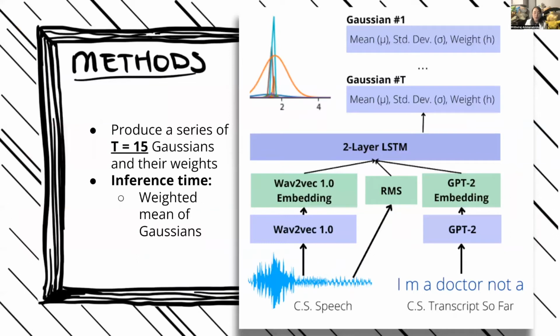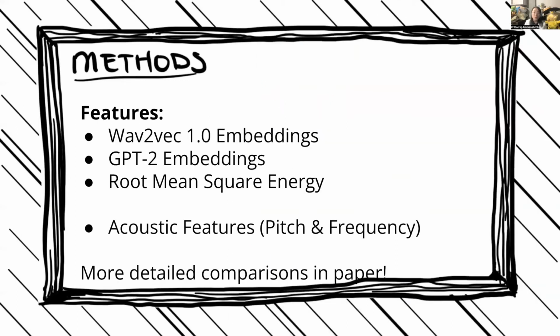We extract features from speech and transcripts from the current speaker. These features are then concatenated and fed into a 2-layer LSTM, whose hidden states are used to produce a mixture of Gaussians. This includes the means, standard deviations, and corresponding weights for each individual Gaussian. Training maximizes the log of summed likelihoods of the ground truth tau. Our input features include wave2vec1 and GPT-2 embeddings, as well as the root mean square energy of the current speaker's speech. To construct proxies of previous baselines, we also experiment with using pitch and frequency to replace wave2vec embeddings, and you can see more of the detailed comparisons in our paper.